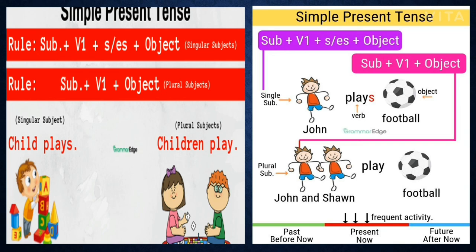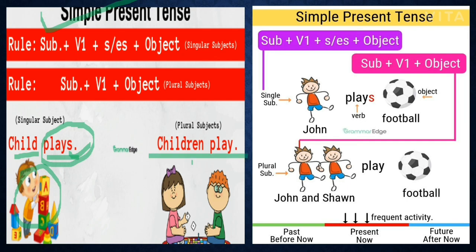Clear? Now students, as in this picture, in picture 1, you can see I have written child plays. So here I am talking about a single child. Yes? So since I am talking about a single child here, I will be using S or ES with the verb. So I have written child plays. I have added S with the verb play. Clear? Now similarly here I have written children play.